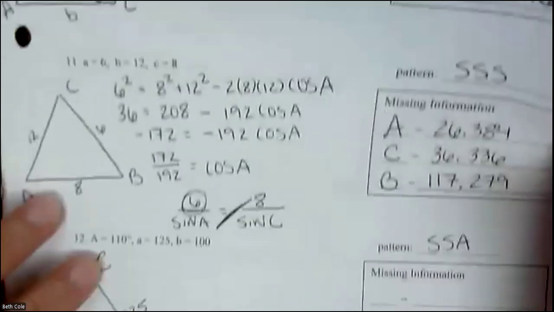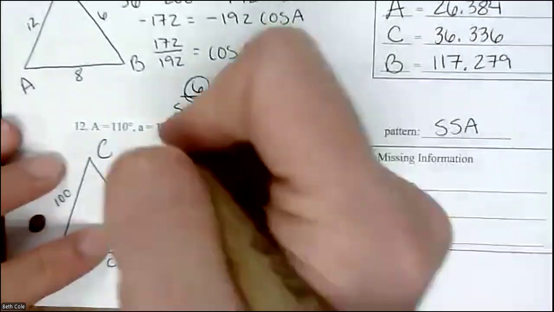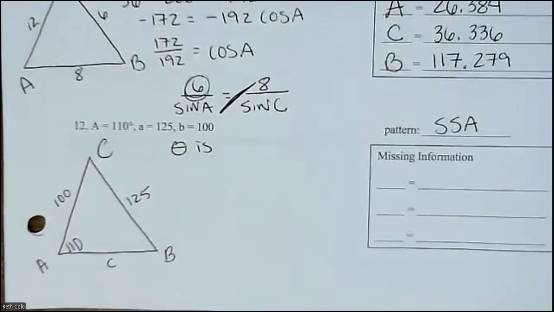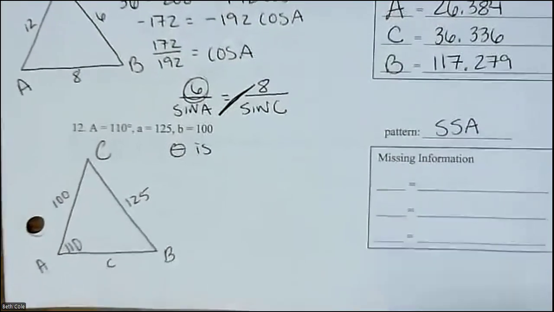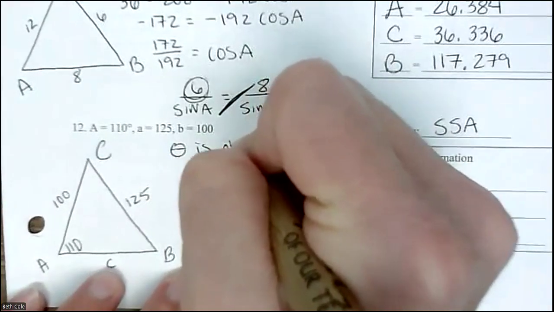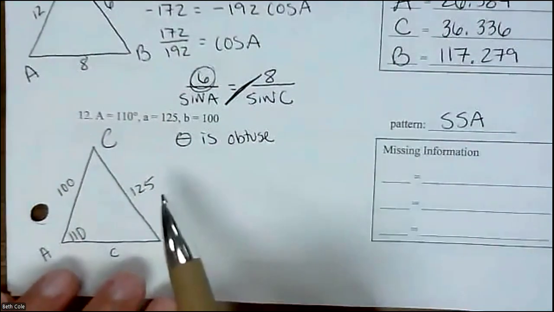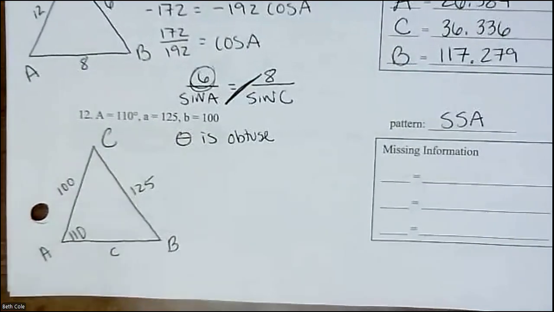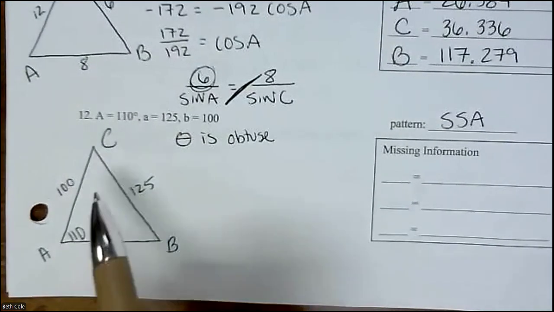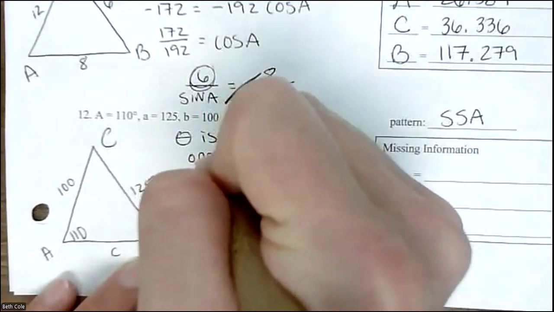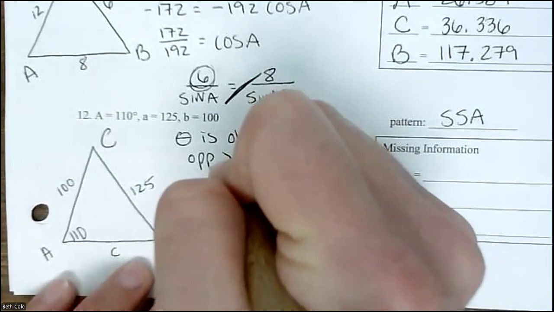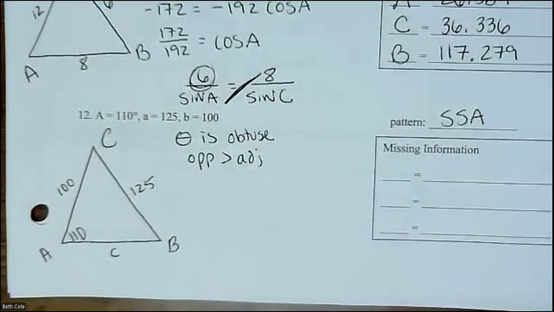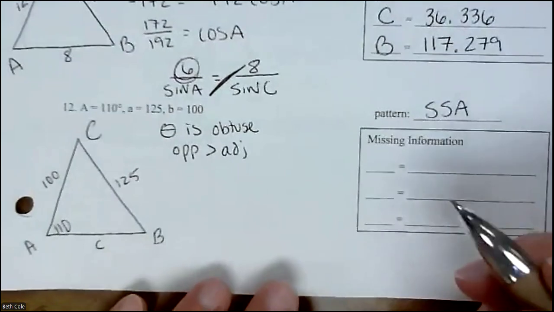All right, last one on this side. It's your naughty word spelled backwards. That's your analysis. So theta is what? Obtuse. Your opposite is 125. Your adjacent is 100. So the opposite is greater than the adjacent. That means just do the problem. Like literally just do the problem. So same thing we just did, just do it again.